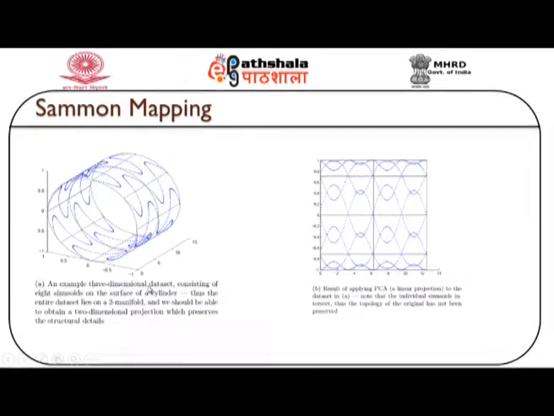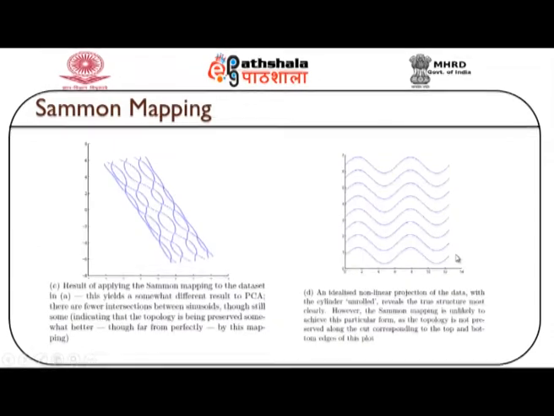So, this is a very good example of a Sammon mapping. If you see, this is an example of a 3-dimensional data set consisting of 8 sinusoids on the surface of a cylinder. So, the entire data set lies on a 2-manifold and we should be able to obtain a 2-dimensional projection which preserves the structural details. In figure B, this is the result of applying principal component analysis, which is a linear projection, to the data set. And here we can note that the individual sinusoids intersect, thus the topology of the original data has not been preserved in this case.